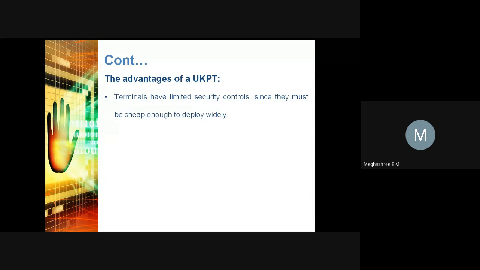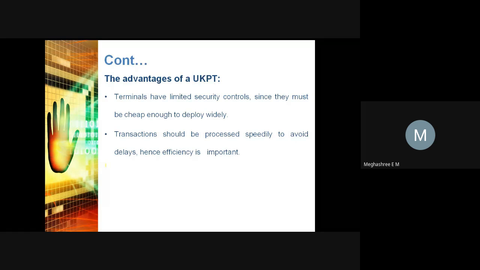So the next advantage, or the scenario where it is helpful, is that transactions should be processed speedily to avoid delay. Hence efficiency is important. See, we can't wait for a longer time whenever we go to a mall or any restaurant or a shopping mall, right? We want everything to be done very fast, isn't it? So in such a case also, this UKPT scheme helps in performing the transaction at a higher speed.